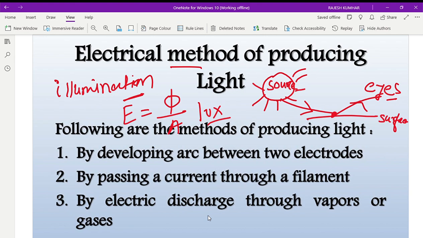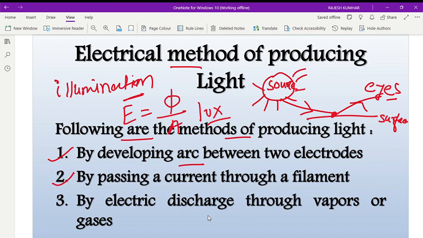Okay guys, now we talk about the following methods of producing light. First method is by developing an arc between two electrodes. Two electrodes carrying current are separated by a small distance. An arc is struck between them. This method was used in older times for street lighting purposes, but nowadays we install this kind of arc-based lighting schemes at places where extreme brightness is required.